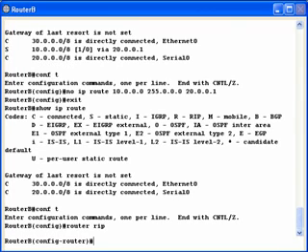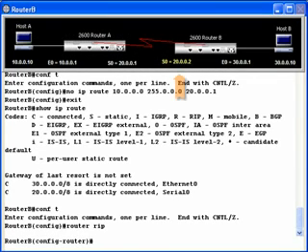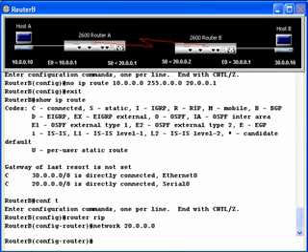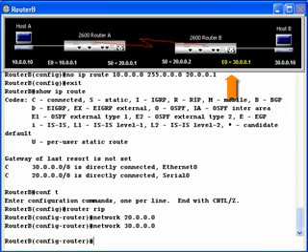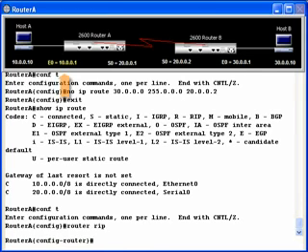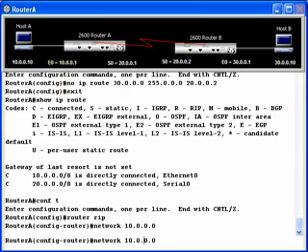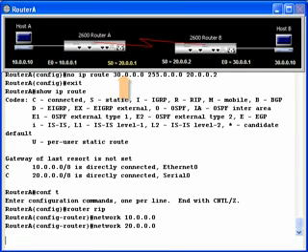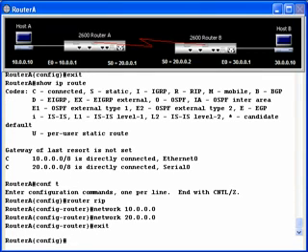Router rip. This command turns on the RIP protocol on router B. Network 20.0.0.0. Network 30.0.0.0. These network statements tell RIP what networks to advertise. Now let's move on to router A. Router rip. This turns on the RIP protocol on router A. Network 10.0.0.0 and 20.0.0.0. Exit.